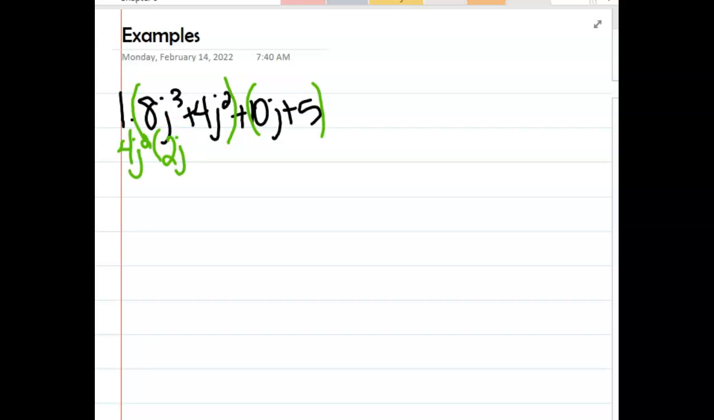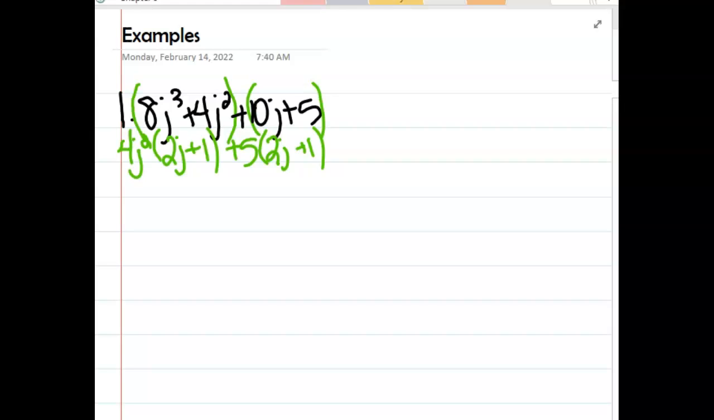So 2j. Now be careful here, this is the part that always gets students. 4j squared times what will give me 4j squared? 1. You have to have that 1 there. Okay, you're going to drop down that plus sign and do the same thing with the second set. So 10j and 5, what do they have in common? A 5, so we're going to write the 5 out front. 5 times what gives me 10j? 2j, and be careful here. 5 times what gives me 5? 1. You have to have that 1 there.